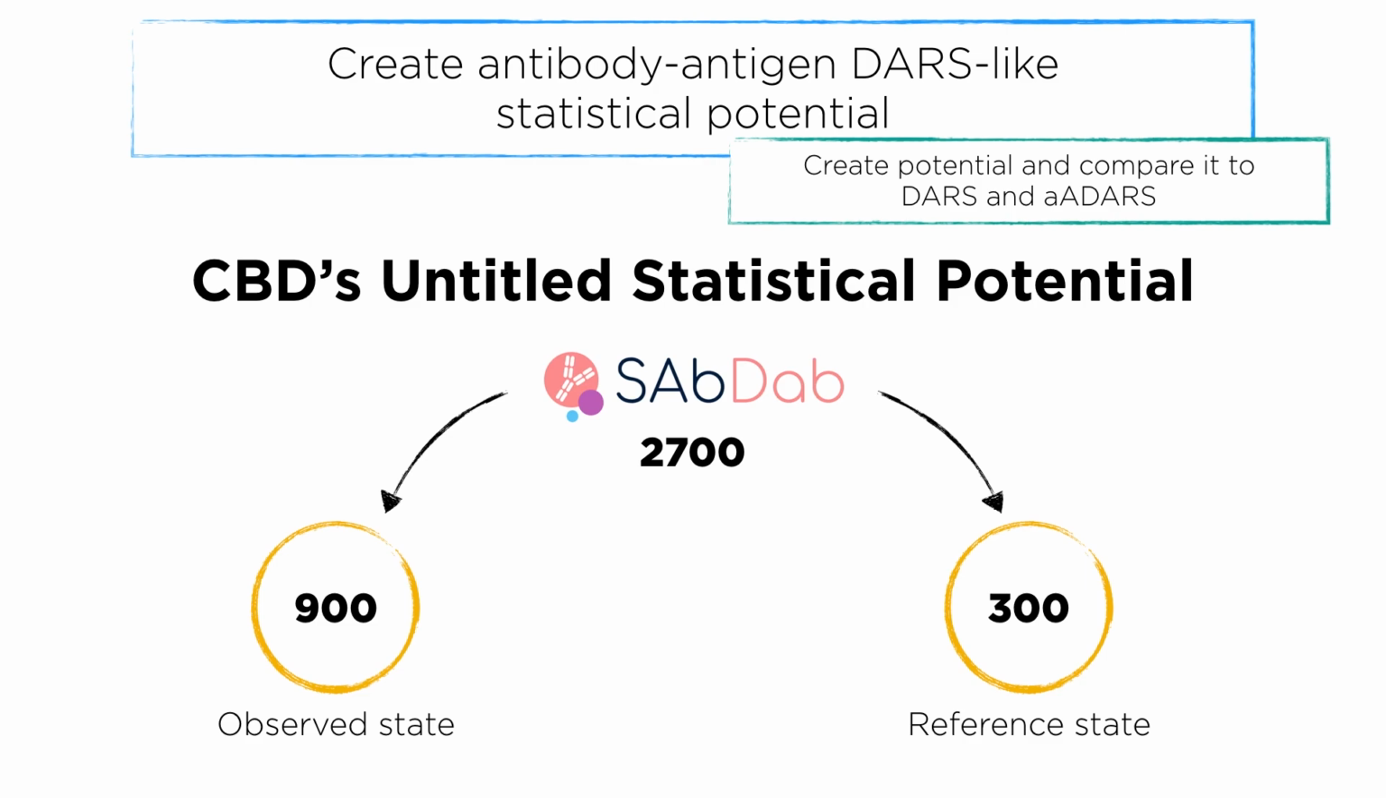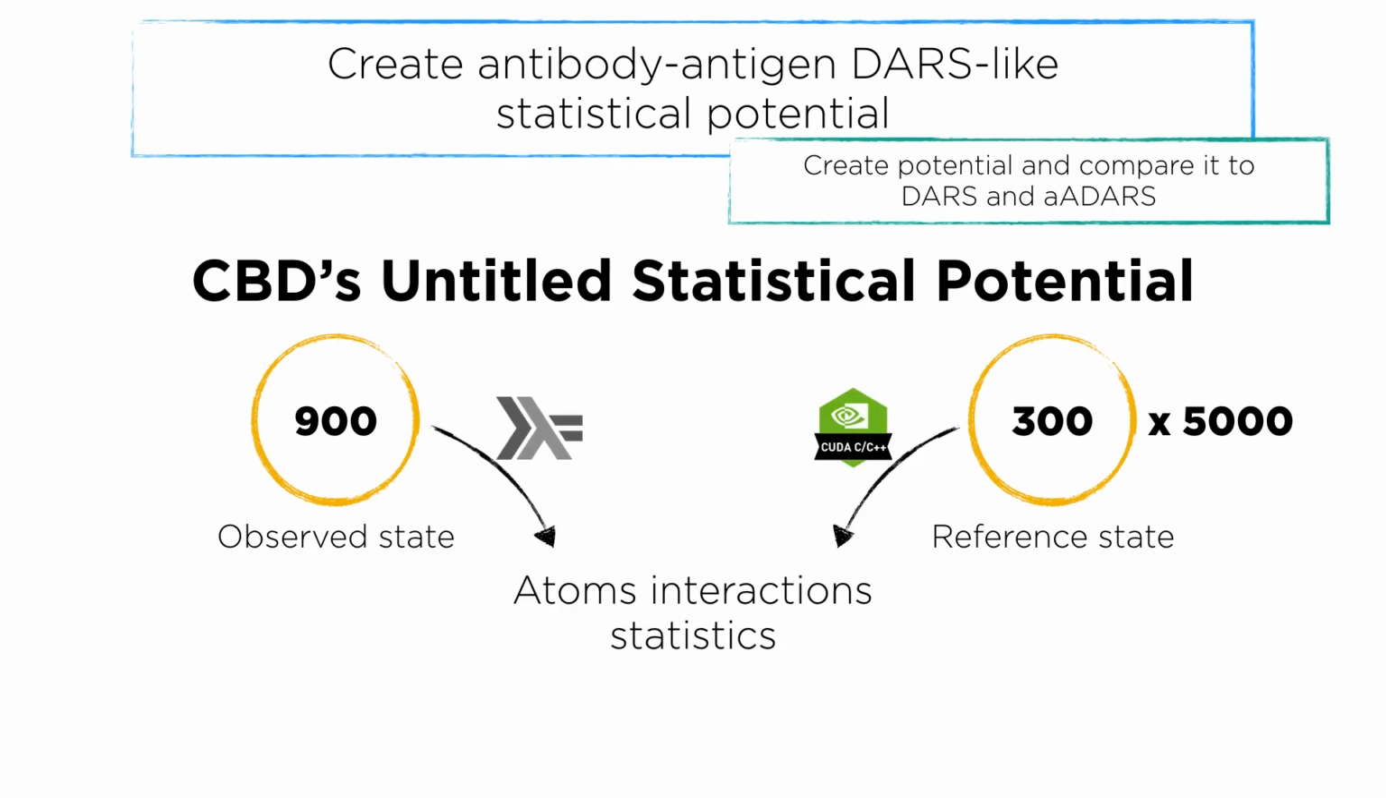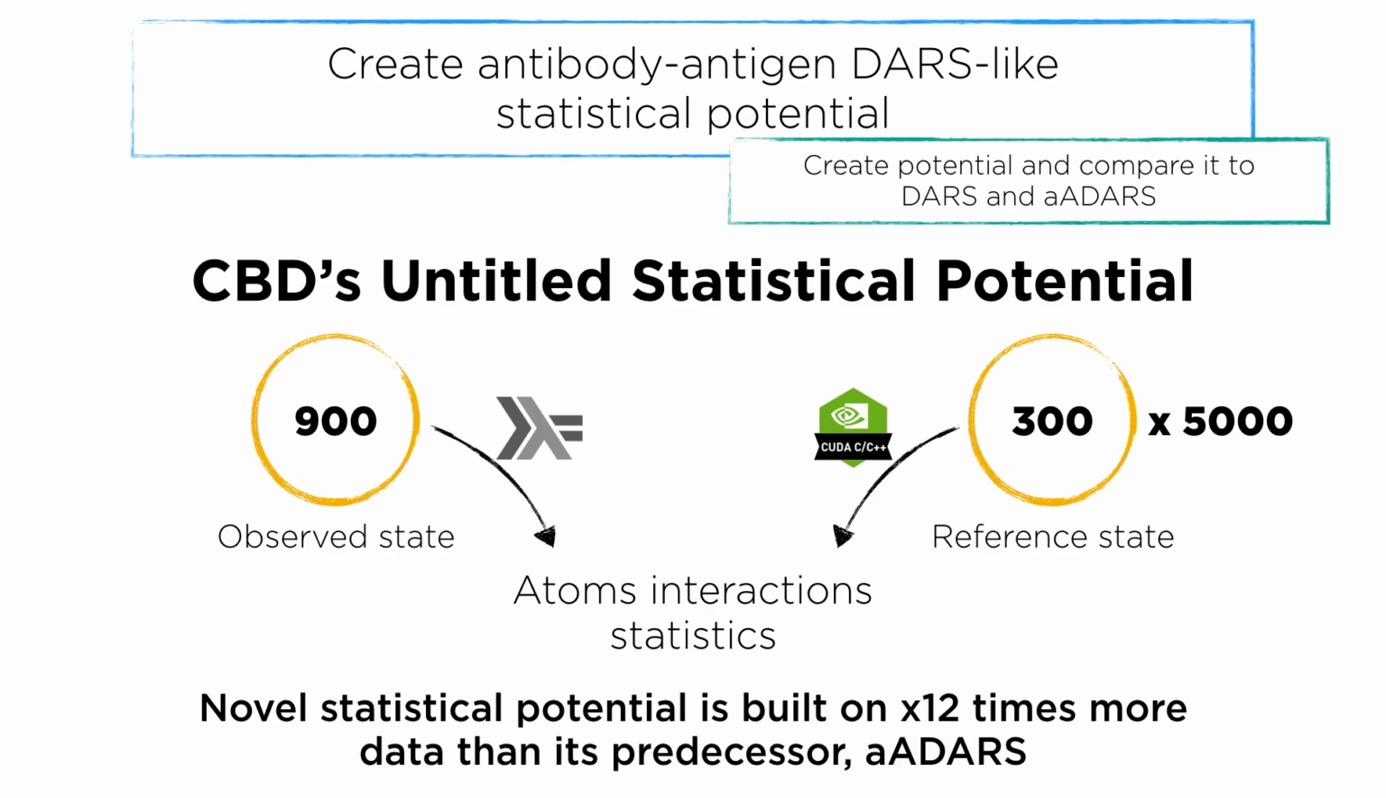The observed state part and reference state part are used to calculate P_obs and P_ref from the inverse Boltzmann approach formula. For the reference state, we generated 5000 conformations for each structure, and after that we gathered some statistics using a data-parallel Haskell algorithm for the observed state data, and a CUDA-C driven algorithm for the reference state data, because there is just too much data to process and we needed to do it fast. The main takeaway from this slide is that the novel statistical potential that we have developed is built on 12 times more data than its predecessor DARS, that also was aimed at prediction of antibody-antigen conformations.